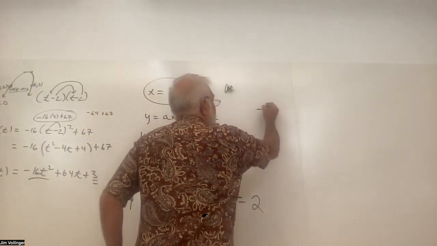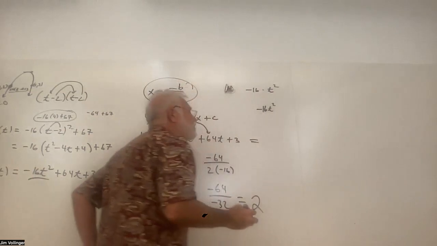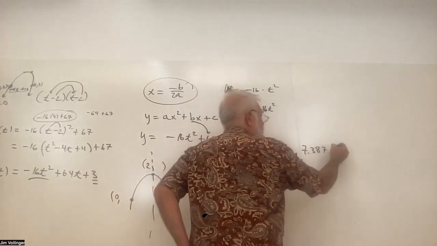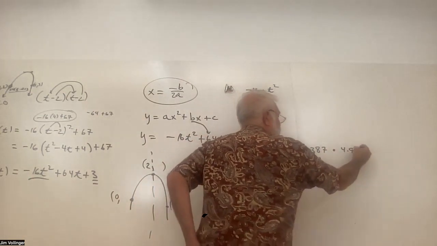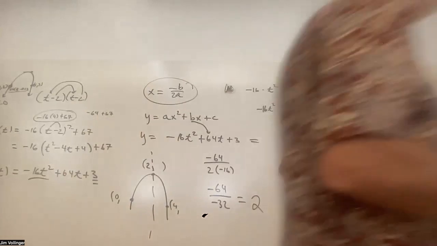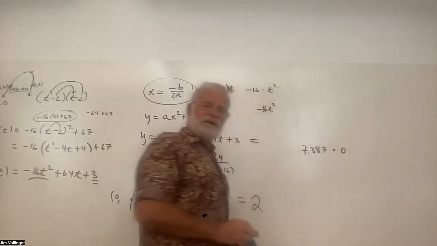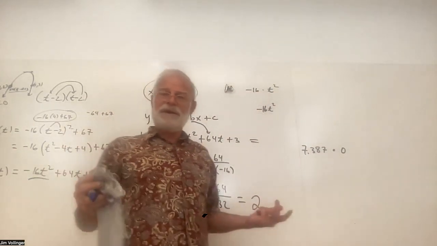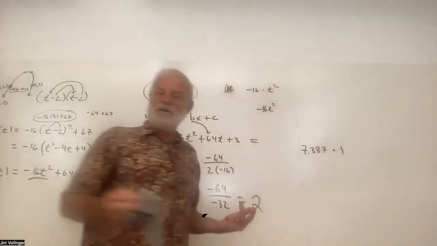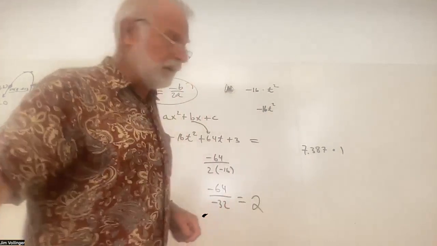Minus 16t squared is a product. It's minus 16 times t squared. We talked about products yesterday. I think I asked somebody what was 7.387 times 4.96. And I don't think anybody in the class could do it. Shame on you. But then I said, well, can you do 7.387 times 0? Well, gosh, yes. Of course you can, right? This class is based on zeros. And what? And ones. That's what we're doing in every conversion. We've only been at this 2 days, right? We're already marching along pretty well here.